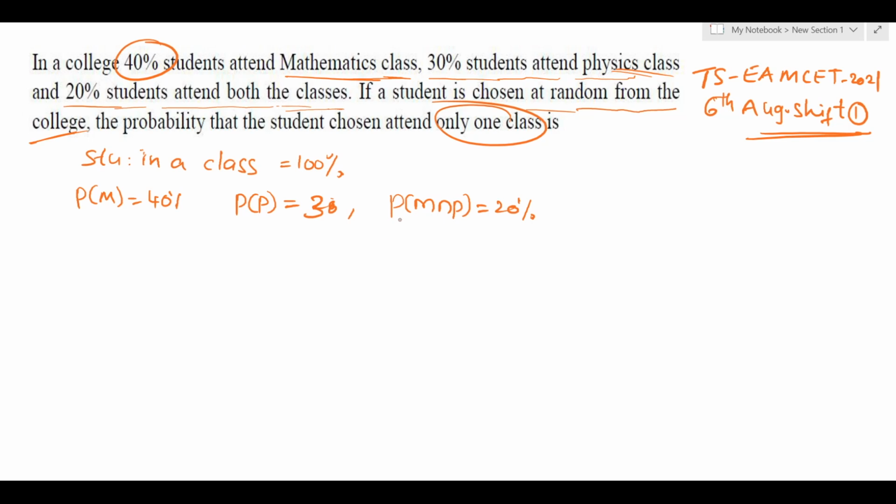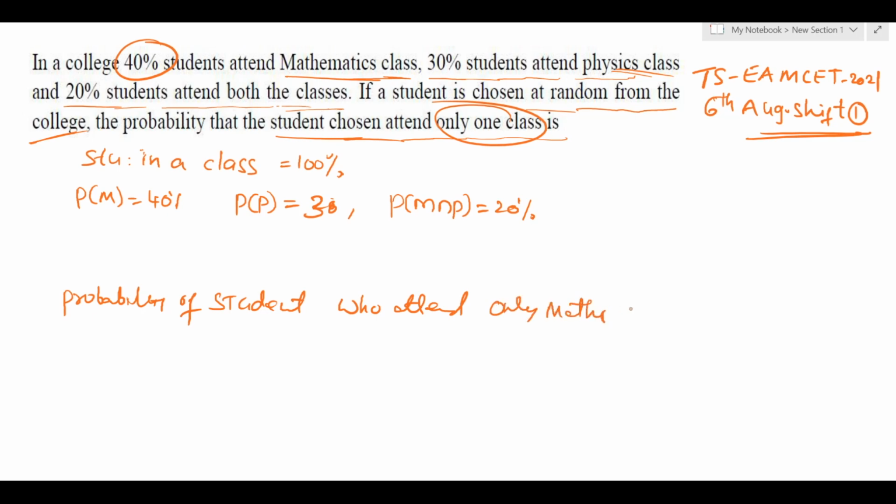So the probability of a student chosen who attends only one class: first, the probability of a student who attends only maths class is P of M minus P of M intersection P, that is 40% minus 20%, which is equal to 20%.